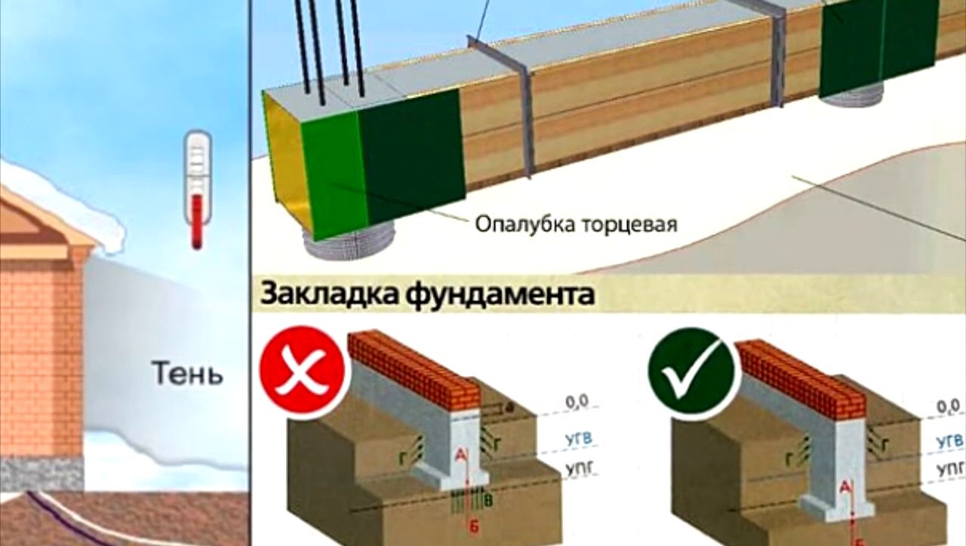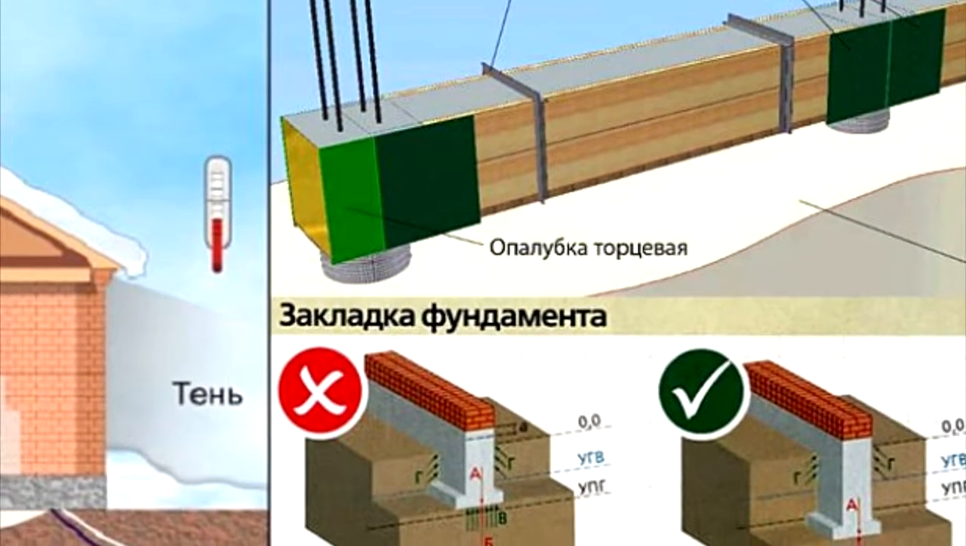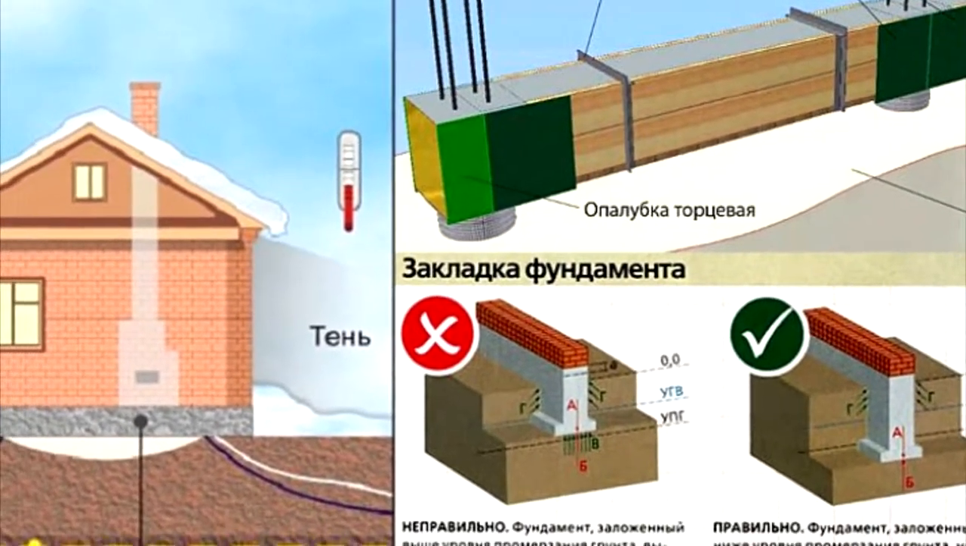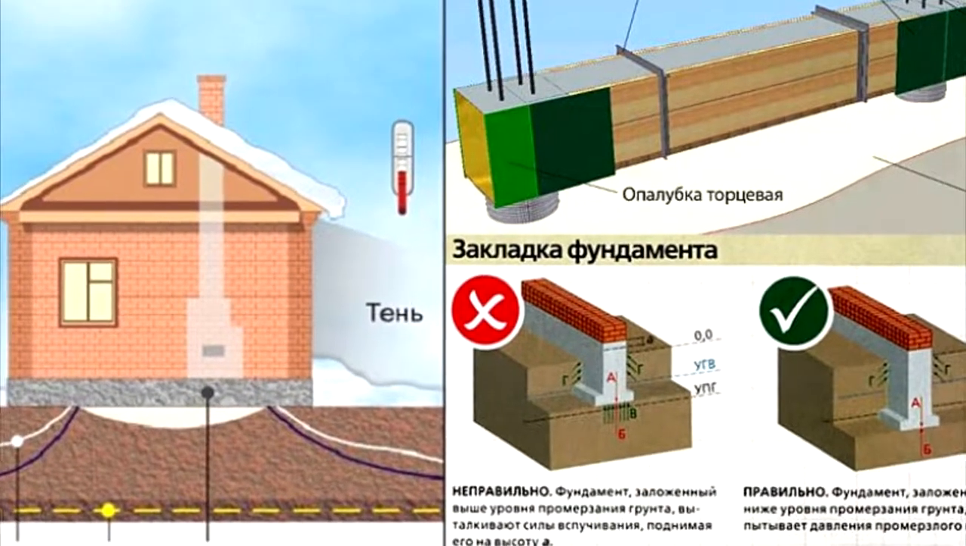Before the construction of a capital dwelling house, it is necessary to take into account all internal and external natural factors, one of which is the seasonal freezing of the soil on the built-up area.